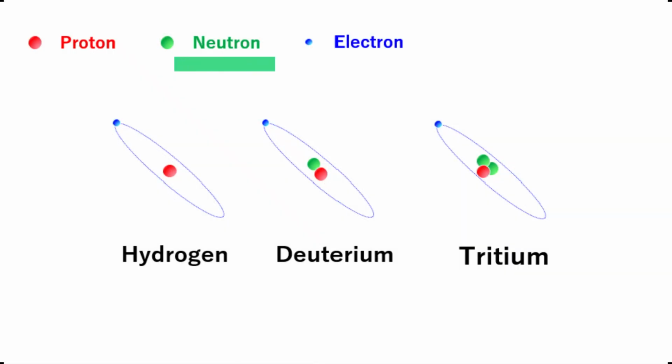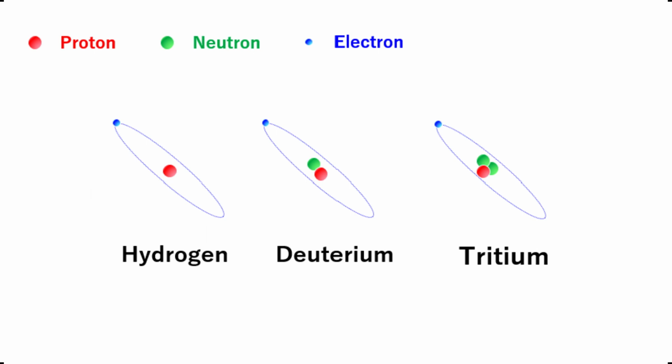Now let's talk about neutrons, which are colored in green in this figure. In this world, even when the number of protons is the same, there are many atoms with a different number of neutrons. As I mentioned earlier, the type of atom is determined by the number of protons. Thus, even when the number of neutrons is different, the type of the atom does not change, but the character changes.